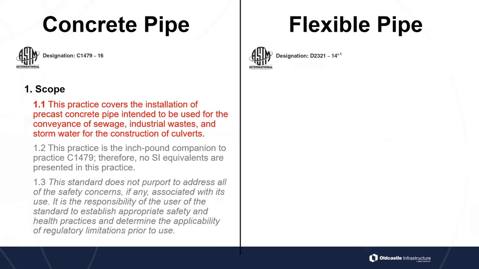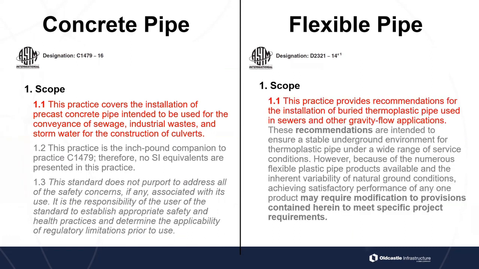So again, as we go back to the scope of this specification, C1479 versus D2321, for concrete pipe, the practice covers the installation of precast concrete pipe intended to be used for conveyance of sewage, industrial waste, and stormwater, for construction of culverts.